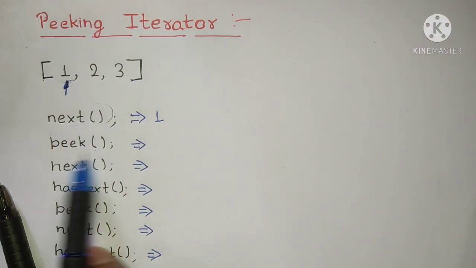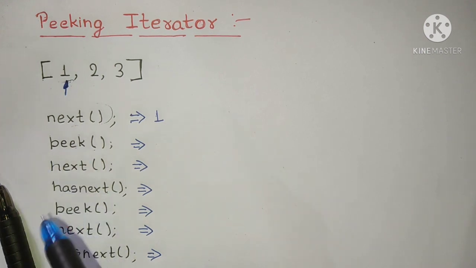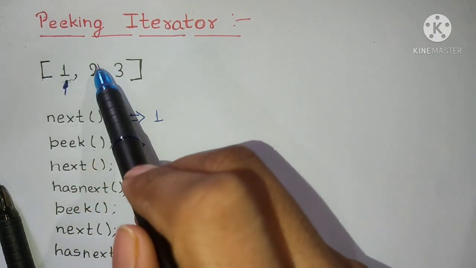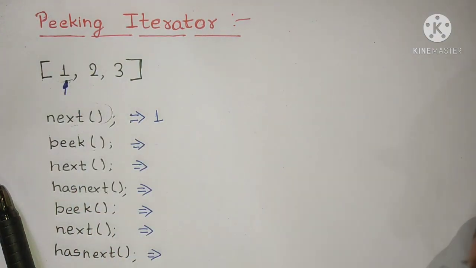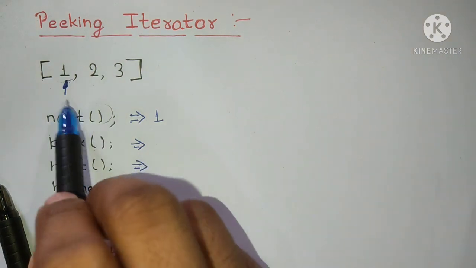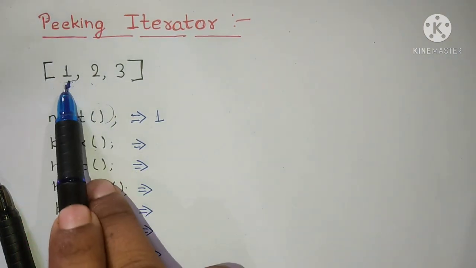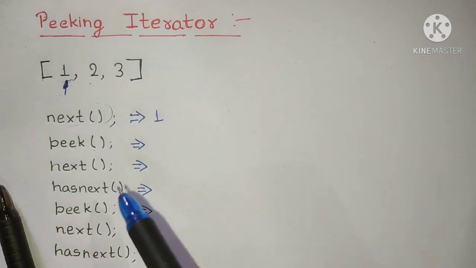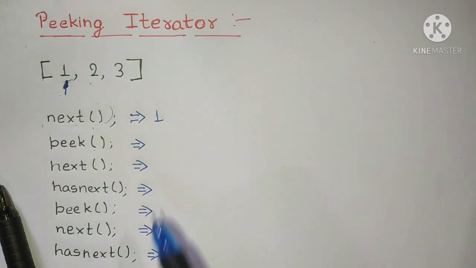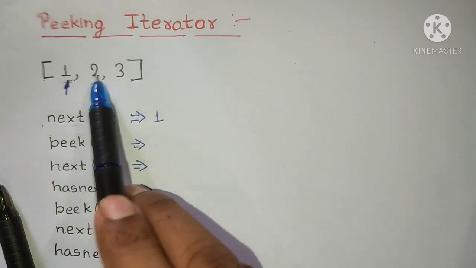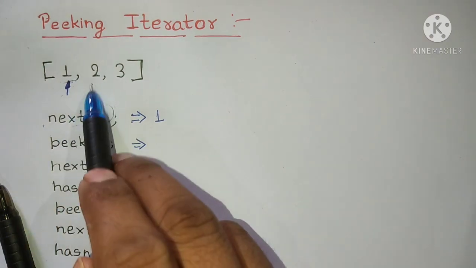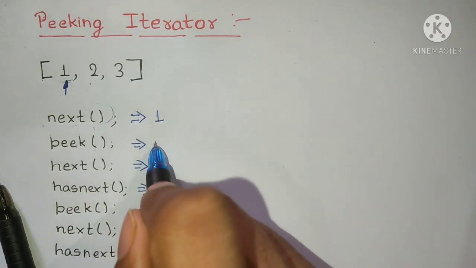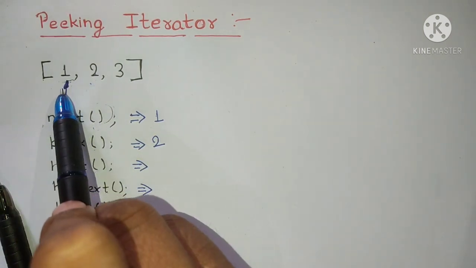Then what if we do the peek function? What does this peek function do? This just reads what will be the next value, but it does not move the pointer. It just checks which value will come if we do the next function. So it just sees this value. It does not move the pointer to this value. So this peek function will return 2, but the pointer will still be at 1.